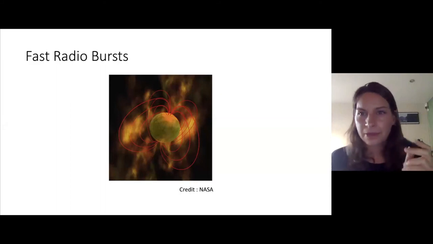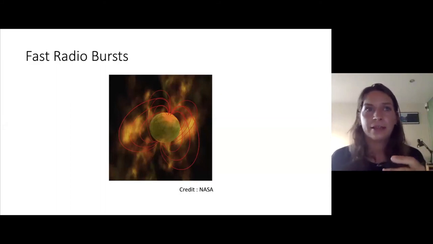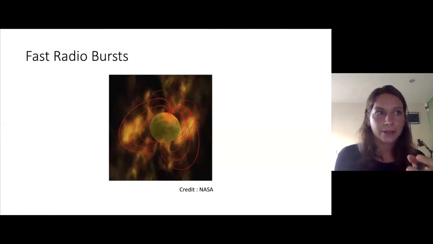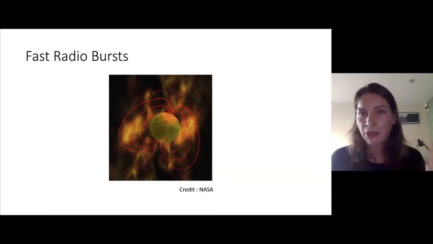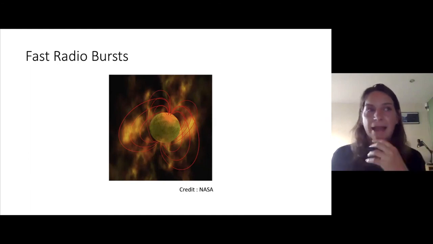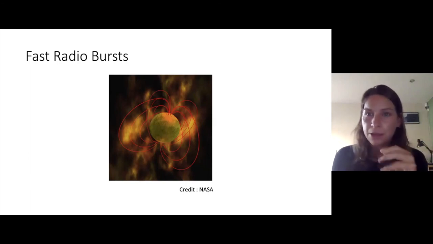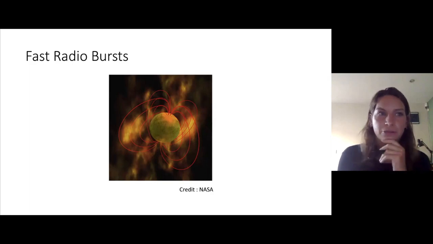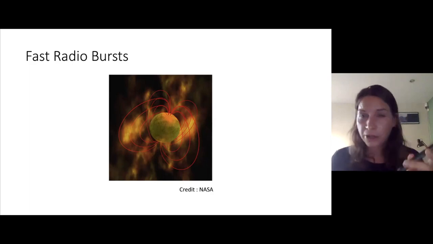So that's what we suspect may be causing these fast radio bursts. And the active life of a magnetar is actually quite short, so only about 10,000 years. And there's thought to be about 30 million inactive magnetars in the Milky Way. So being able to detect these fast radio bursts would therefore point to where they are.